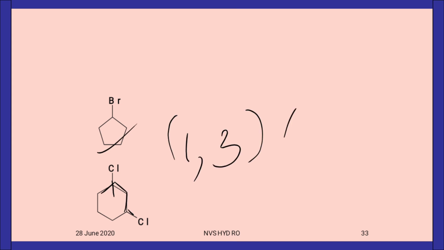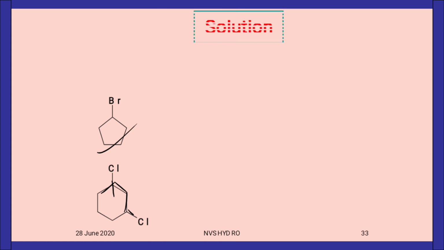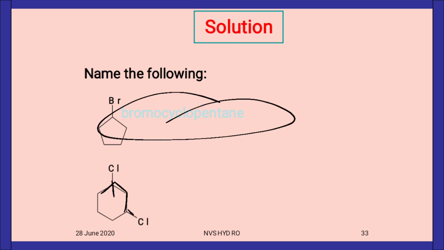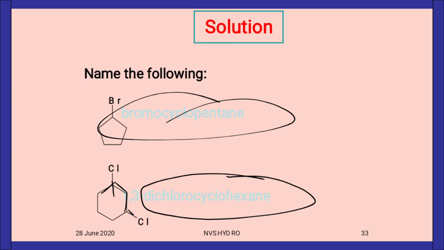1,3 chlorohexane, chlorocyclohexane. Let's see the answer. I had depicted the answers. Let's check the answers now. Yes, this is your bromocyclopentane, and this is your 1,3 dichlorocyclohexane. Yes.